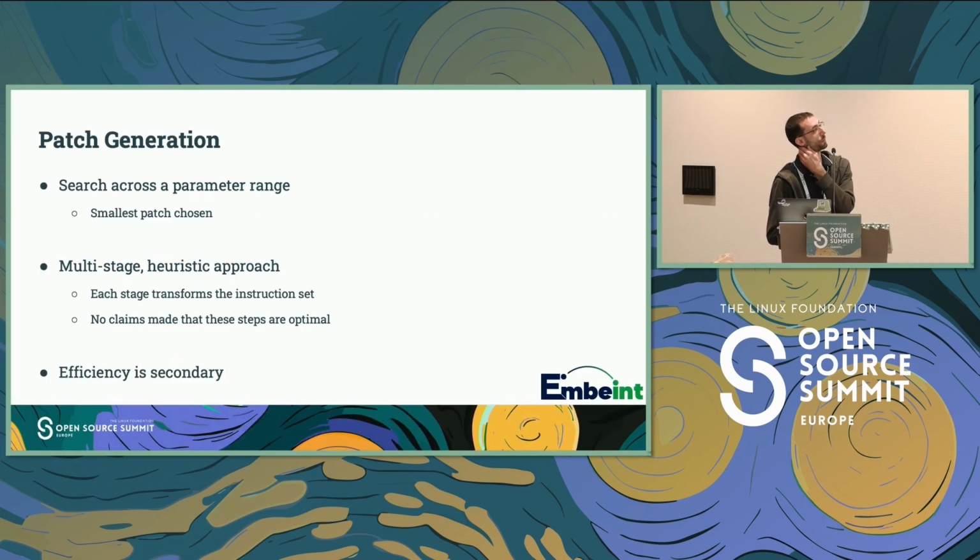So on the Python side, on the generation, we essentially generate a whole bunch of different patches and then just choose the smallest one. The generation is all heuristic. Make no claims that this is the optimal solution, but as long as it generates the same output instruction set, we can play around with it at a future time and see what new approaches can result in smaller patch files. And yeah, efficiency is sort of secondary, so it's not the optimal patch, and it's certainly not the optimal way of generating the patch, but it's fast enough.